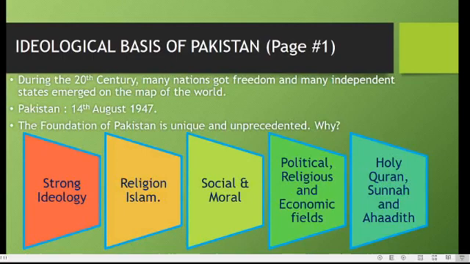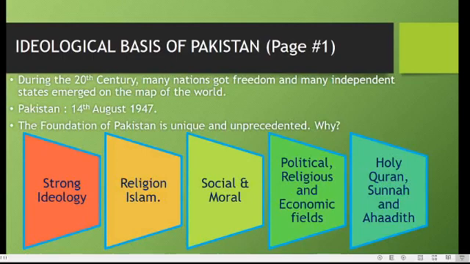Most of the countries that emerged during the 20th century got independence on a racial basis, on a linguistic basis, on a territorial basis, on a religious basis. But the foundation of Pakistan is quite unique and unprecedented. Now, why is that? Pakistan is the only country in the world which came into being on the basis of a strong ideology. And what was our ideology? It is the religion Islam. So the basis of the ideology of Pakistan lies in the religion of Islam.